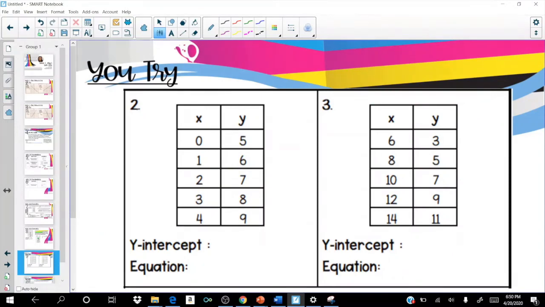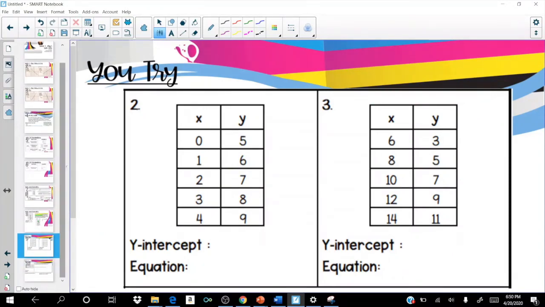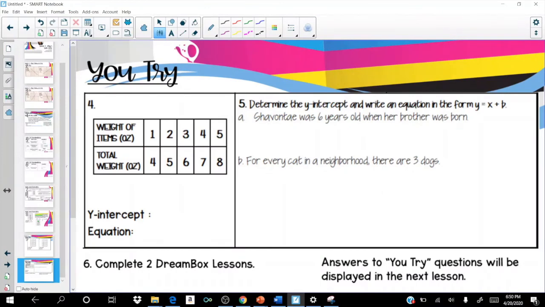So at this point, you're going to attempt to do some independent practice problems on your own. You have 4 problems to complete, but the 4th problem has 2 parts, okay? So more like 5 problems. And then lastly, you're going to head over to Clever, log into Dreambox, and complete at least 2 Dreambox lessons, okay? Remember, answers to You Try questions will be displayed in the next lesson.